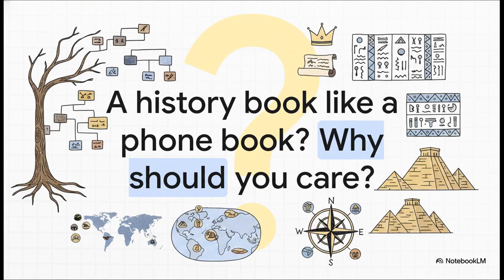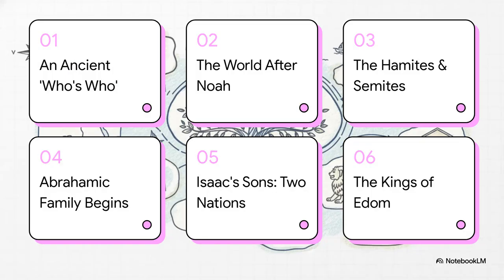Look, I get it. You see a long list of ancient names and all the begats, and you're thinking, why should I care? It seems totally dry. But trust me, this isn't just a list. It's the key that unlocks how an entire civilization saw the world, how they saw themselves, their neighbors, and their place in it all.